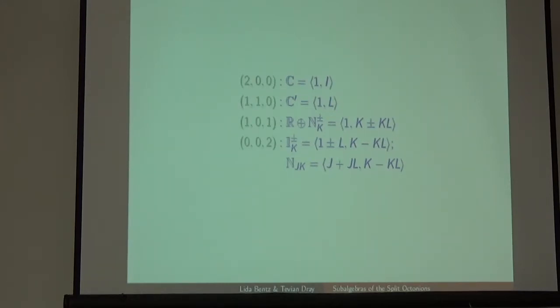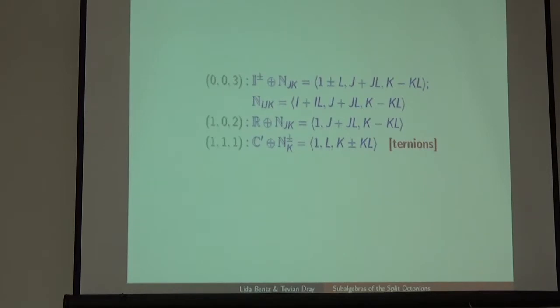Moving up, we can then look at our 3D subalgebras. So we can have signature 003. Again, we can take an idempotent element and tack on a 2D degenerate subspace, and this will create a signature we want, or we can create a completely null subalgebra with I plus IL, J plus JL, or K minus KL. Then we can also take the real line and tack on a 2D degenerate subspace, and that's how we get something like 1, J plus JL, and K minus KL.